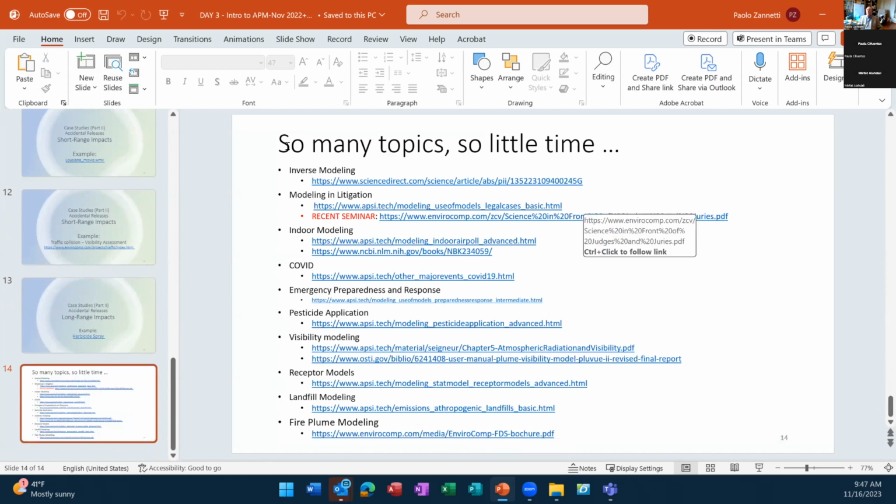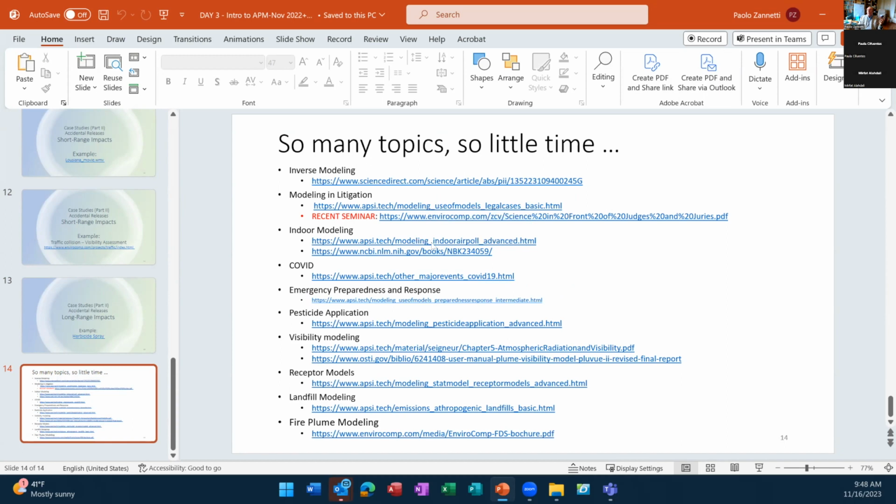My last slide is a series of pointers on topics that I don't have the time in this course to discuss very briefly. Inverse modeling. When do you have inverse modeling? When you know the concentration, you know the meteorology, and you want to calculate the emission. Normal modeling is you know the emission and the meteorology, and you want to calculate the concentration. Inverse model is the other way around. You have the concentration, and you want to know what and how much are the emissions that have caused that concentration. Inverse modeling.